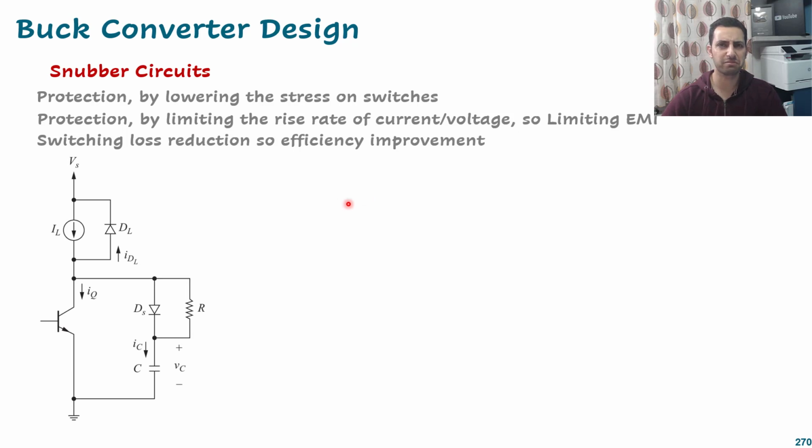So what does the snubber circuit look like? I have chosen just one snubber circuit because we have different snubber circuits in the literature, but I chose a popular one, which is this one. So we have an inductor, we have a resistor, and we have a capacitor here. So how will this snubber circuit, which is across the switch, help to protect and to reduce the switching losses?